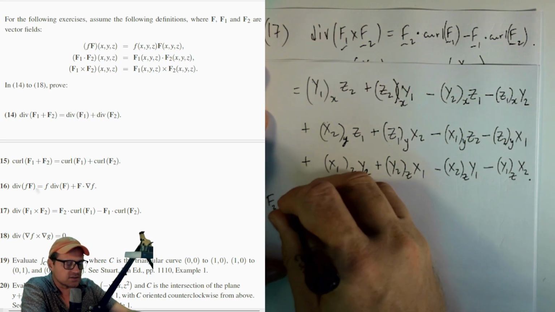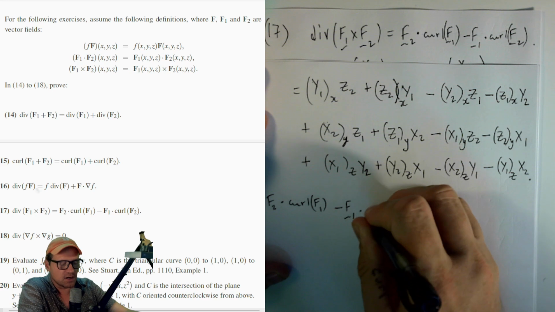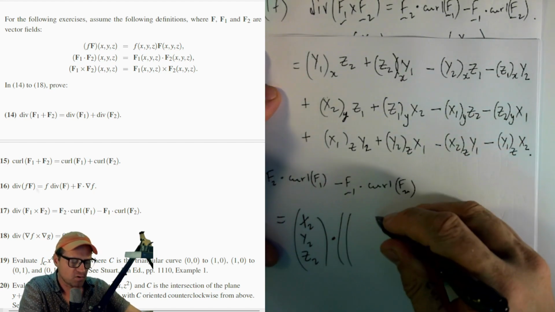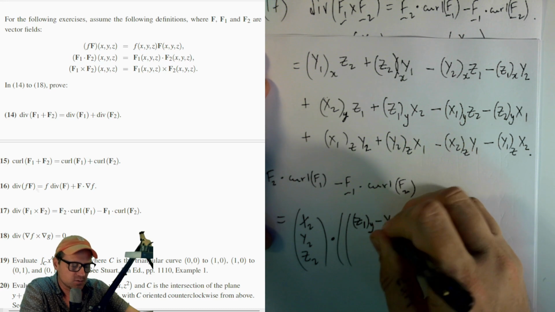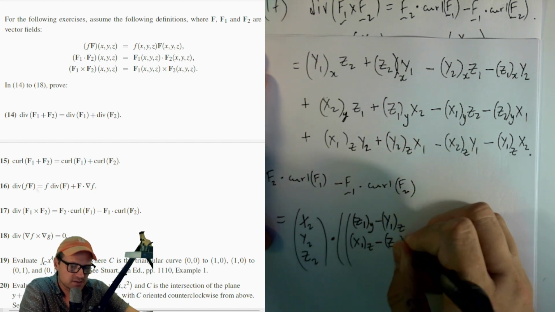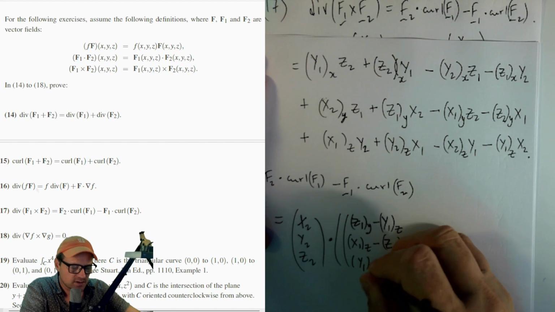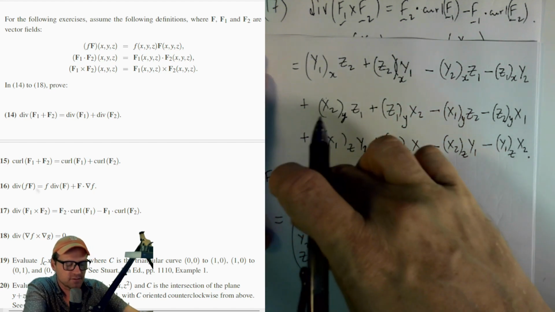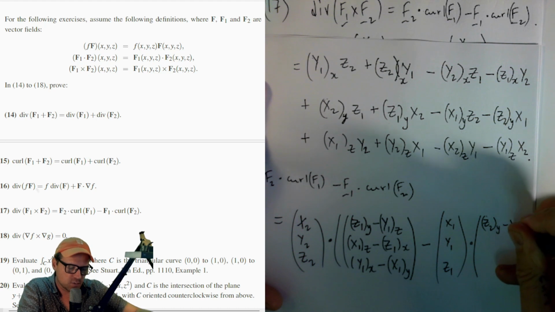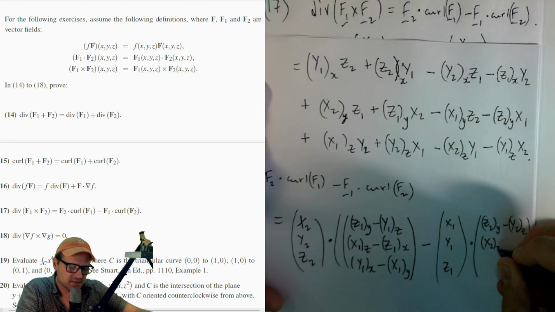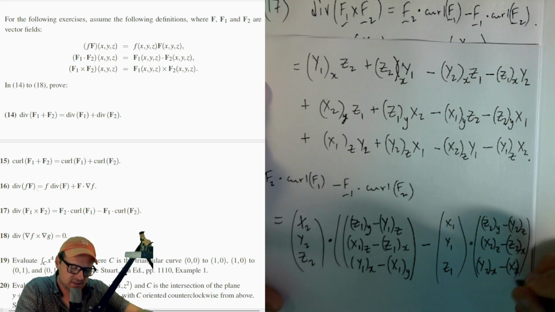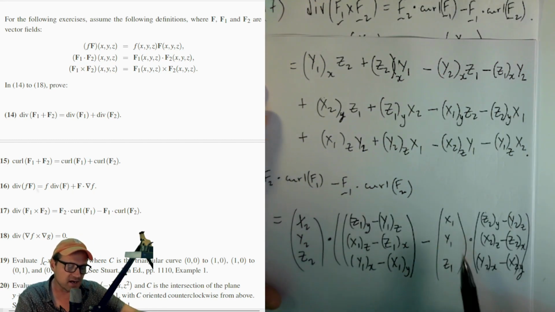So F2 dot curl of F1 minus F1 dot curl of F2 is (x2, y2, z2) dot, in brackets, (z1 subscript y minus y1 subscript z), then we have (x1 subscript z minus z1 subscript x), then we have (y1 subscript x minus x1 subscript y) for this part of it, and then minus (x1, y1, z1) dot (z2 subscript y minus y2 subscript z, x2 subscript z minus z2 subscript x, y2 subscript x minus x2 subscript y). Now if we dot this out, I expect we will get what we see above.